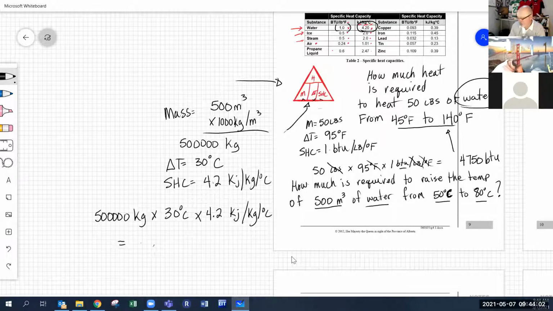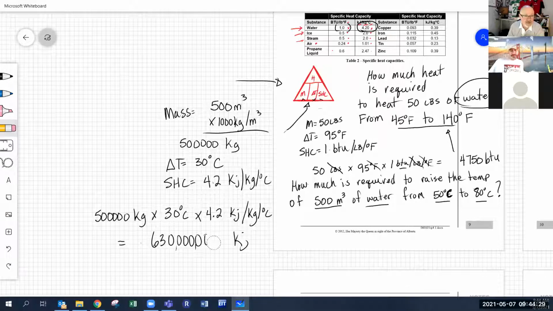Okay, so the right answer is 63, and there's a whole lot of zeros. That's 630 million. Is that right? Is that what you guys got? Only 6 zeros. Oh, I have too many zeros. So it's 63 million. Yes, sir. Awesome. 63 million kilojoules to heat up that water, which is really a whole lot more.